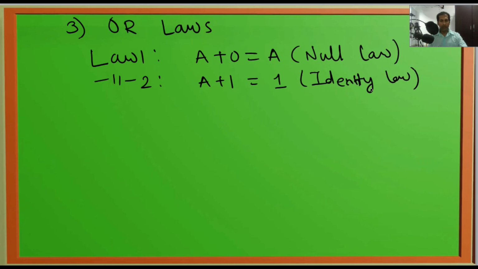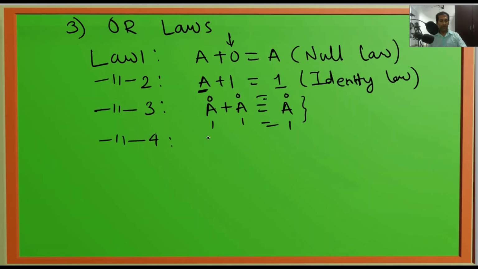Identity law. That means if A is 0 or 1, it doesn't matter. If we have plus 1, the answer will be 1. If this is 0, A may be 0. If A is 0, the answer will be A only, that is 0. If A is 1, 1 plus 0, the answer will be 1, that is nothing but A only. Third law, A plus A is A. If A and A are 0, the answer will be 0. If A and A are 1, the answer will be 1. So this is the third law.